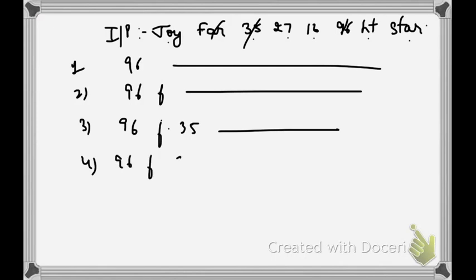After 35, what gets arranged is your H. So 96 F, 35 H, and the remaining sequence remains the same, so I cut H here and write the remaining sequence. What you are left with is joy, 27, 16 and star.